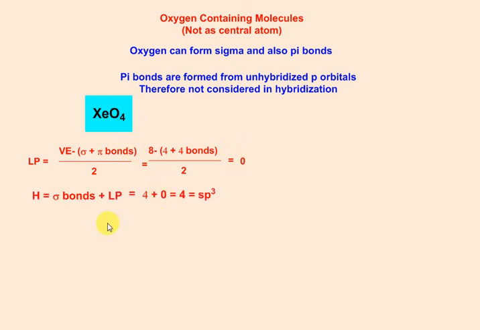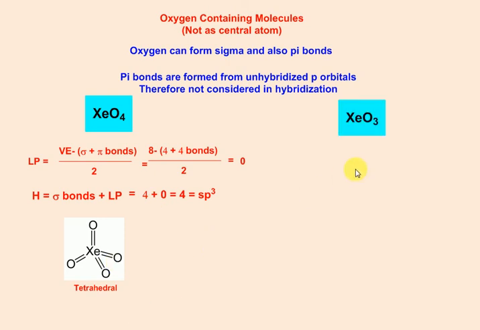Therefore hybridization is equal to sigma bonds plus lone pairs. Lone pair is 0. Oxygen is forming 4 sigma bonds and 4 pi bonds, but pi bonds are not considered. 4 sigma bonds means 4 plus 0 is equal to 4, and 4 means sp3, and sp3 means tetrahedral shape. So XeO4 has a tetrahedral shape.